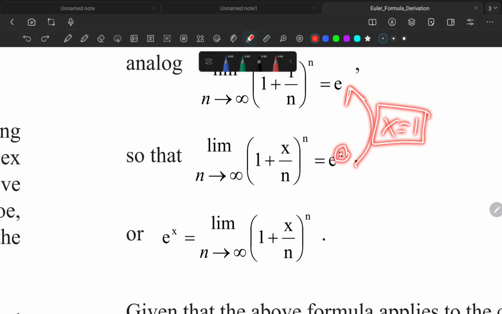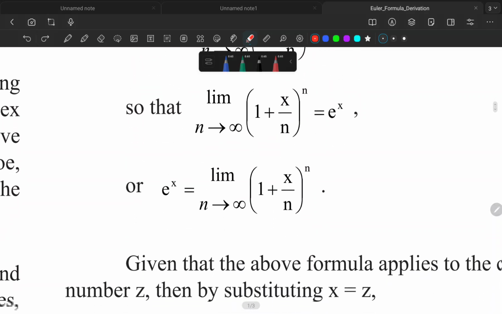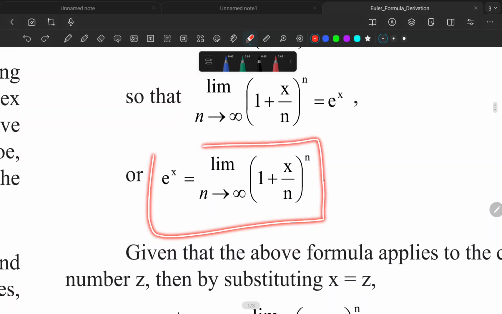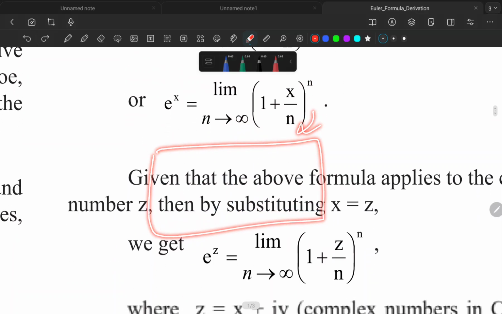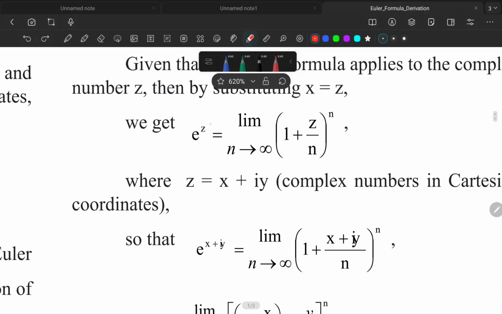So x equals 1 gives e on the right hand side, and when you put x equals 1, it becomes 1 over n. That's not a big thing. And that's what is written over here, right? Well, he just replaced x with z. It doesn't mean anything. Well, z is also a variable, but why did he do that?